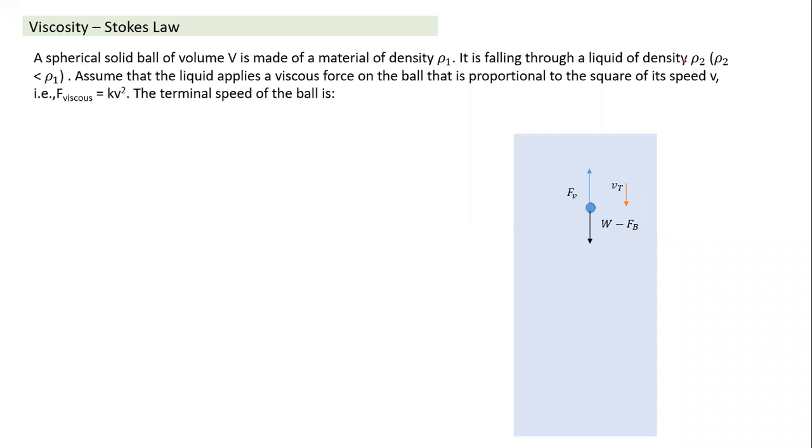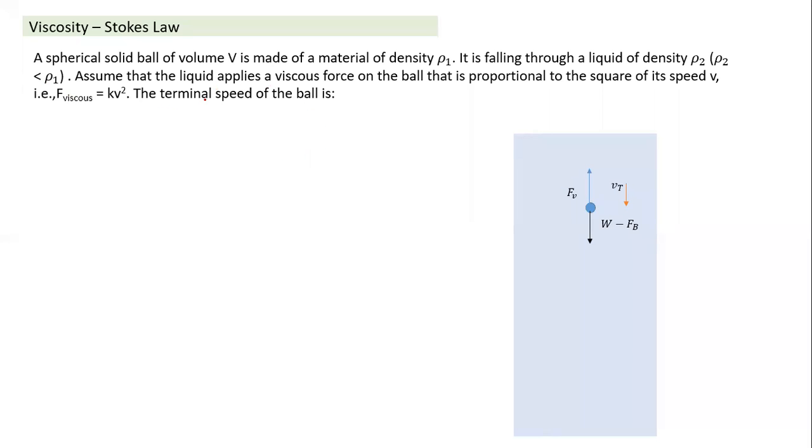And rho 2 has to be smaller than rho 1, then only you will have a downward acceleration. So a ball is falling in a liquid of a lower density. So its weight is greater than the force of buoyancy. Assume the liquid applies a viscous force on the ball that is proportional to the square of the speed. Unlike Stokes law, viscous force is equal to K times v square, where K is the constant of proportionality. In that case, what will be the terminal speed of the ball?